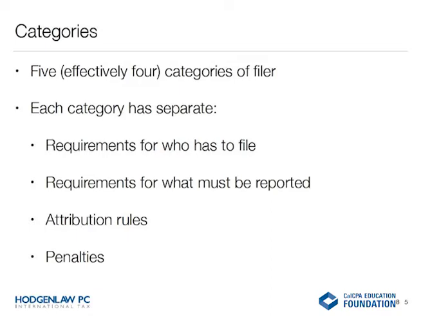So there are 5 categories of filer, but really there are only 4 because one of them has been repealed. And each category, as I said, has its own requirements for who has to file, requirements for what must be reported. There are differences among the attribution rules that you apply to see who needs to file each category. Certain attribution rules apply for certain categories, and certain other attribution rules apply for other categories. It's really quite complicated, but we'll try and cover that as best I can today. And then also there are different penalties if you fail to report information or fail to file under different categories.